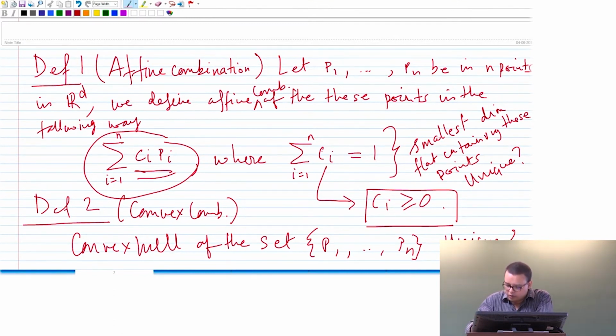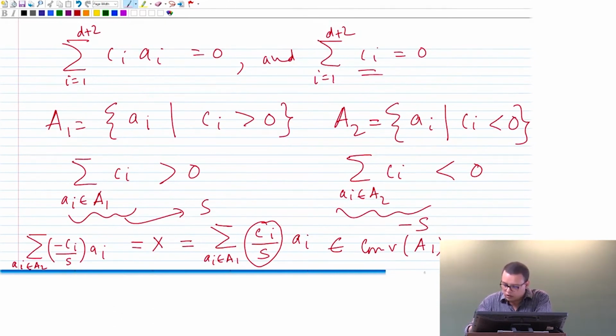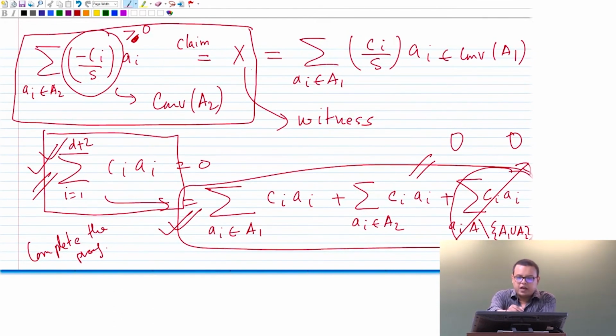Oh, okay. So let me go back. I build a point x in this way. So the question is, how do we show that the convex hulls are not disjoint? Okay. So I said I will make a certificate, a point that lies in both convex hulls. What is the point? So let's first make a point in A1. How do I do it? I do the following combination: summation ai belonging to A1, Ci by S times Ai.